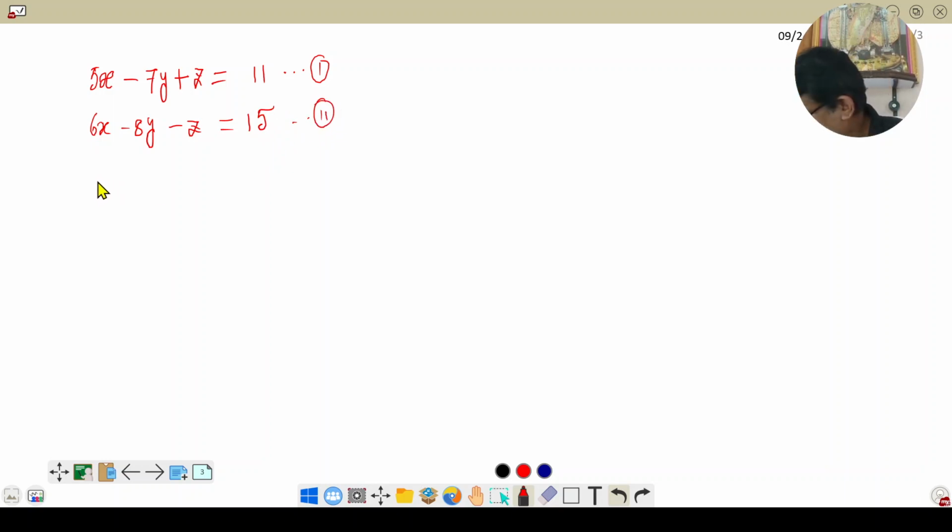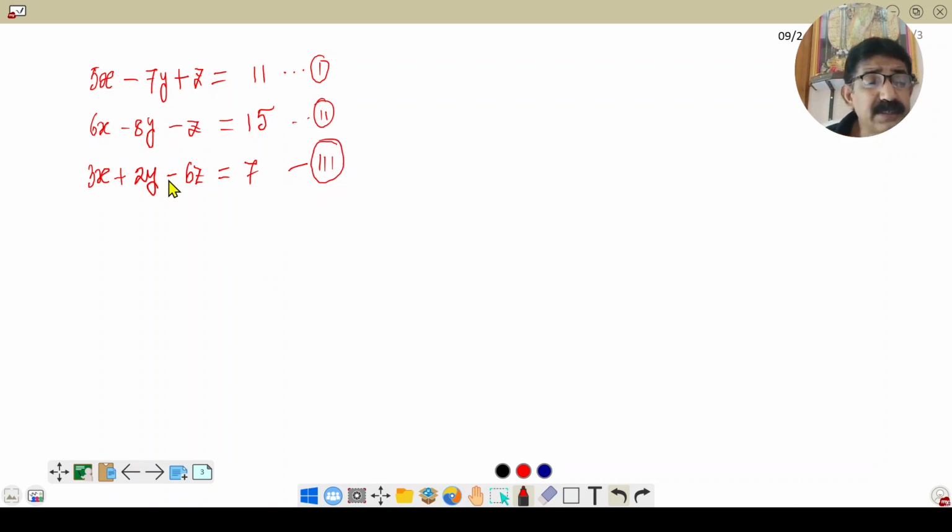And 3x plus 2y minus 6z is equal to 7. This is equation number 3.